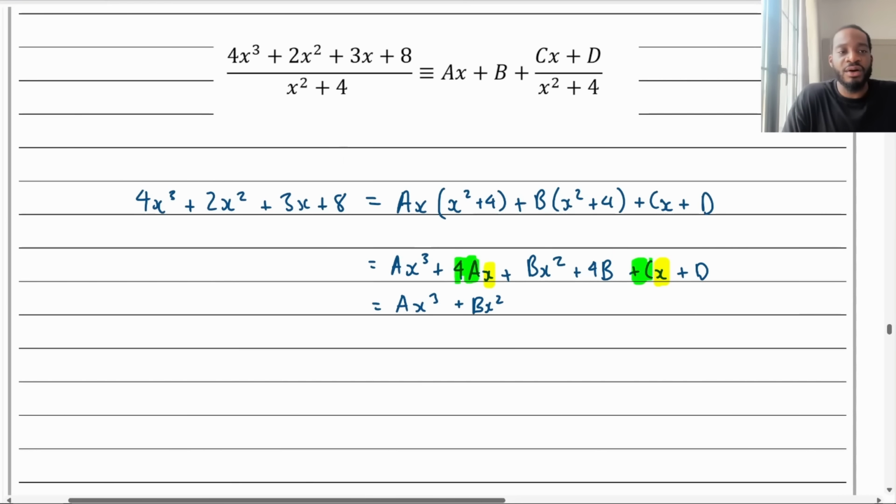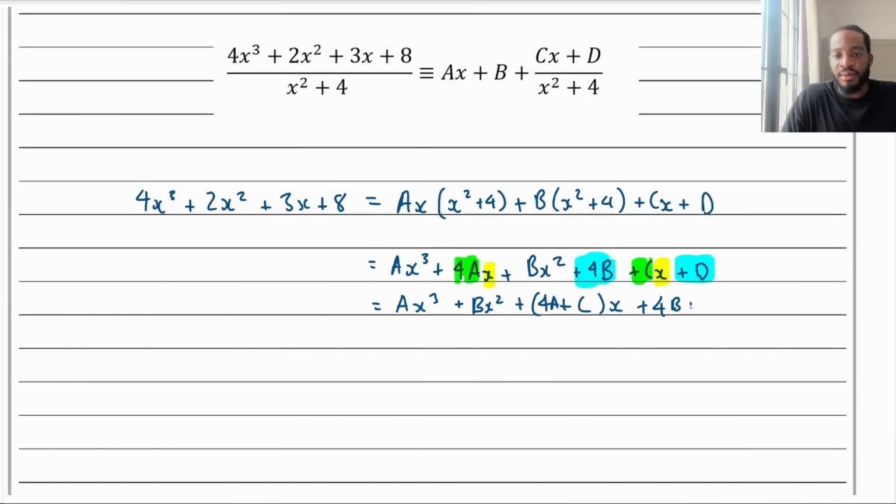So I can factor that out, can't I? I've got a factor of those two in green, 4a plus c, and then x there. Let me just make this capital C. And then there's only one constant term, isn't it? No, there's not. There's a 4b and there's a plus d actually. So these two must be the constant term. So I have 4b plus d. Okay. Now let's write the left hand side again: 4x cubed plus 2x squared plus 3x plus 8. Okay. We need to equate coefficients.